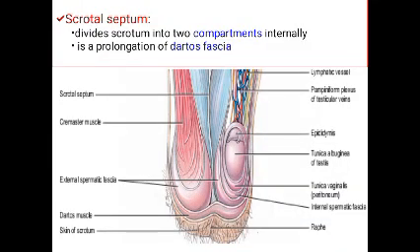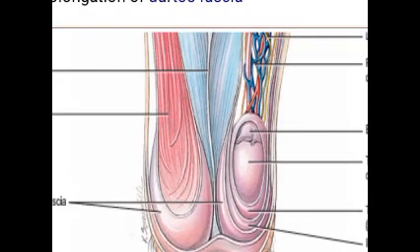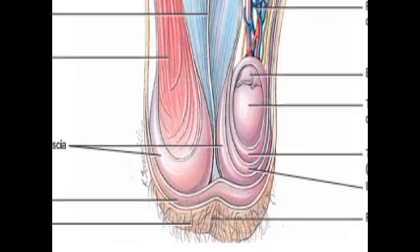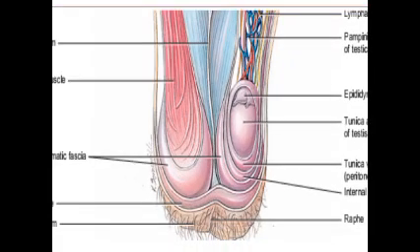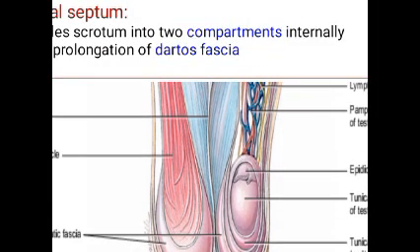Scrotal septum divides the scrotum into two compartments. Internally it is a prolongation of dartos fascia. The diagrams look like this. Scrotal septum, cremaster muscle, external spermatic fascia, dartos muscle, skin of scrotum. The second side.